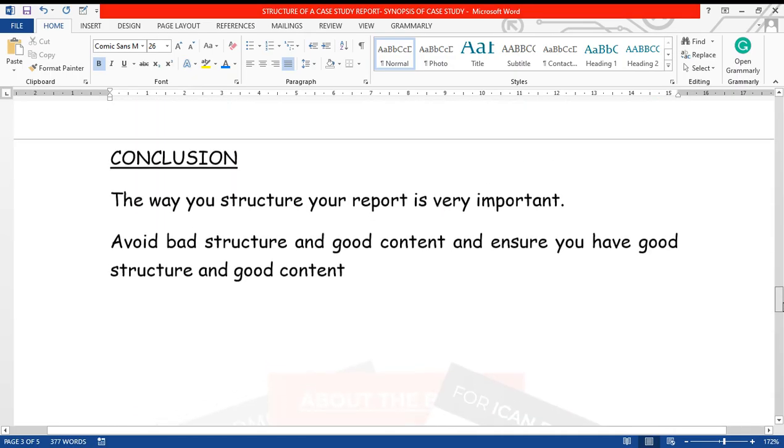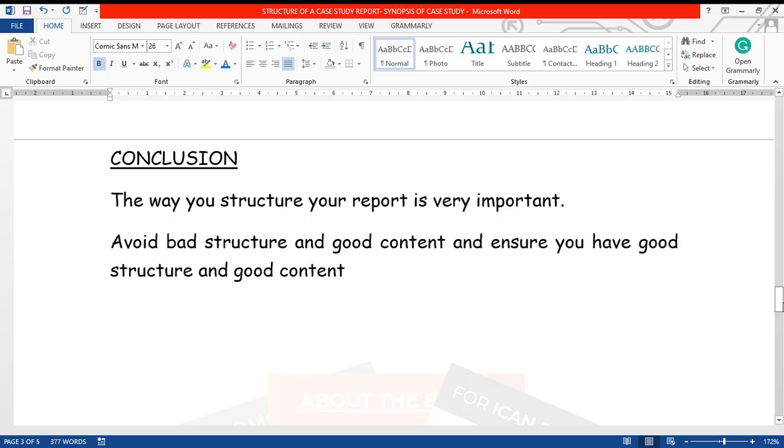So in conclusion, the way you structure your report is very, very important. Avoid bad structure, good content, and ensure you have good structure, good content. Because if you have good content but you put your executive summary as the last section of your report, even if your executive summary has the best content, and you put everything they asked for in there, if it is not in the place where it's supposed to be, then reading the examiner's comments, you hear many of them say, the major pitfall of students was that they did not structure their report well. So structure is very, very important.